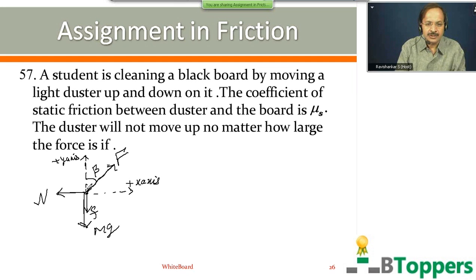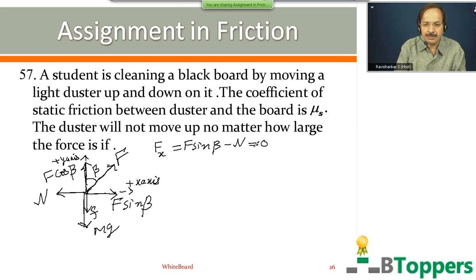We can resolve this force F applied by the student into rectangular components along the horizontal and vertical directions. The component F cos beta acts vertically upwards. The component F sin beta acts in the horizontal direction. So the x component of the force is equal to F sin beta minus N. That can be taken as 0, or F sin beta equals N.